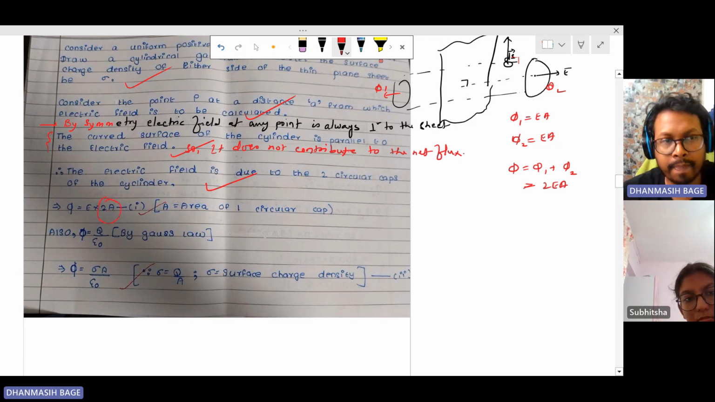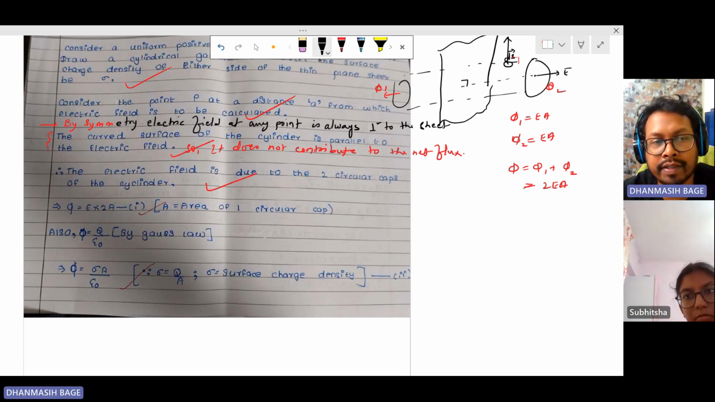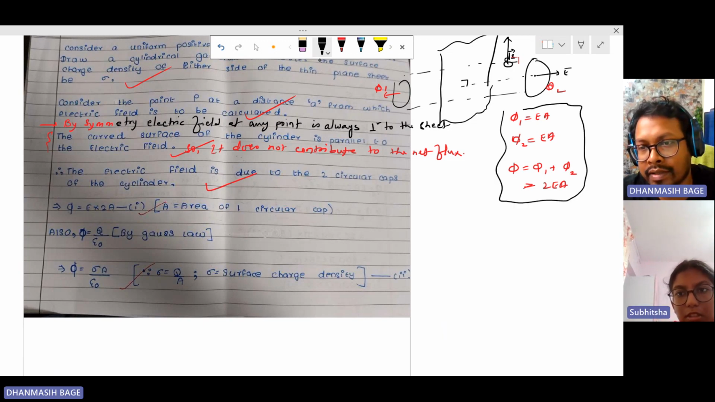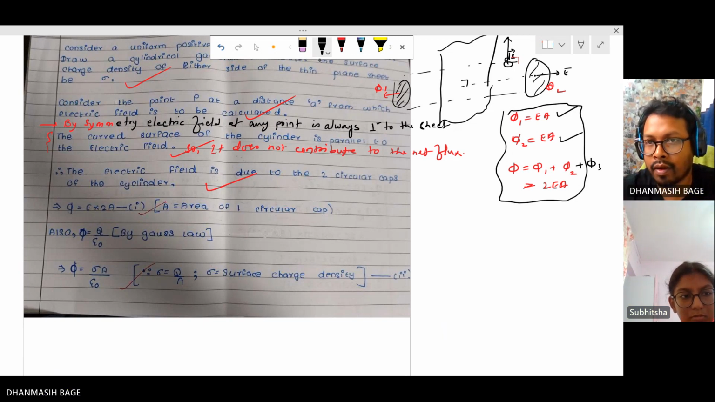Why did you write this 2A? Because the same thing, the two areas. Two areas, right? Electric field is the same. Yeah, that's all right. But write it like this: you're mentioning that the first surface is contributing EA flux, the second surface is contributing EA flux, and then you take the summation. Or you could have simply written phi 3 also, which is 0. Then you are mentioning that the curved surface area is not contributing any flux. Always mention this. So phi 1, phi 2, and phi 3.